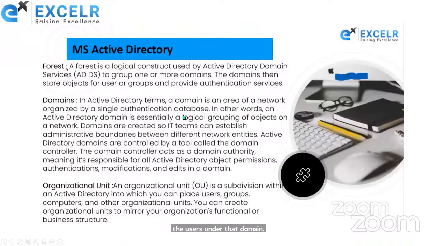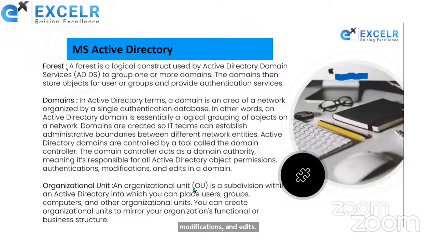In other words, an Active Directory domain is essentially a logical grouping of objects on a network. Domains are created so that IT teams can establish administrative boundaries between different network entities. For example, I can try to create a domain for the network admins. I can try to create a domain for the database admins. I can try to create a domain for the developers. Active Directory domains are controlled by a tool called the domain controller. It is nothing but a DC. The domain controller acts as a domain authority, meaning it is responsible for all Active Directory object permissions, authentications, modifications, and edits. Okay, that is about the domain.